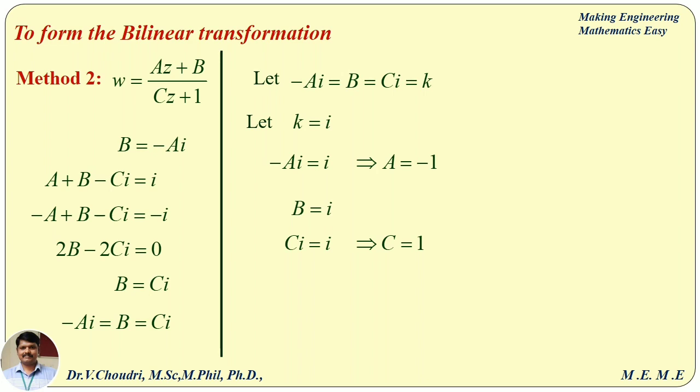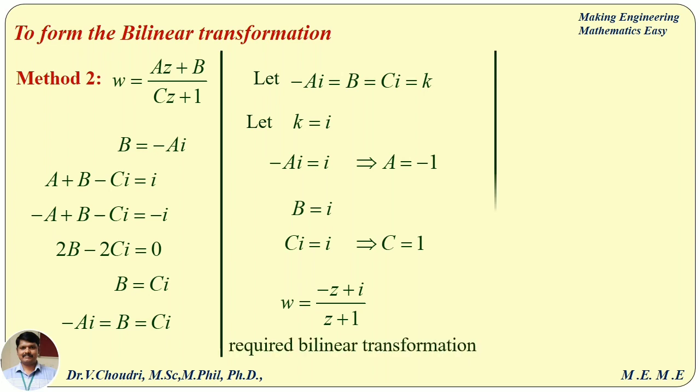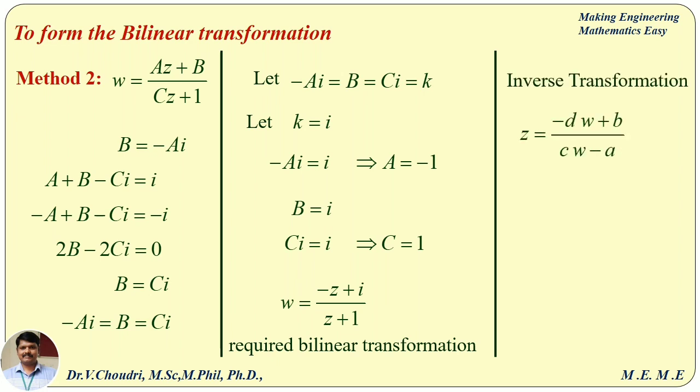Substitute all the values in the above equation. We may get w equal to (−z + i)/(z + 1). This is the required bilinear transformation. Also, we can find the inverse bilinear transformation. z equal to (−dw + b)/(cw − a). We just interchange a and d, and change the sign of b and c. We may get z equal to (−w + i)/(w + 1).